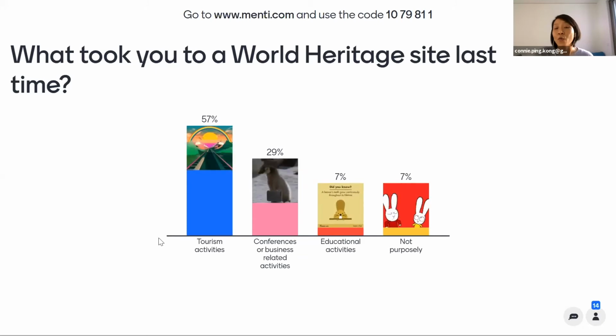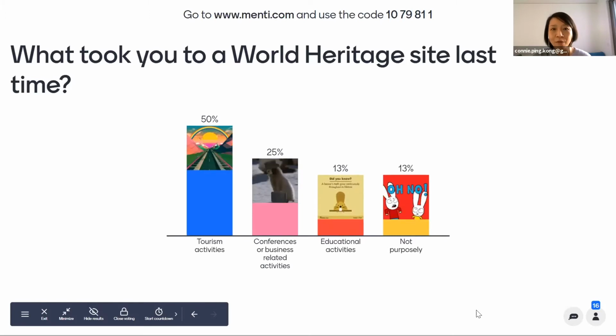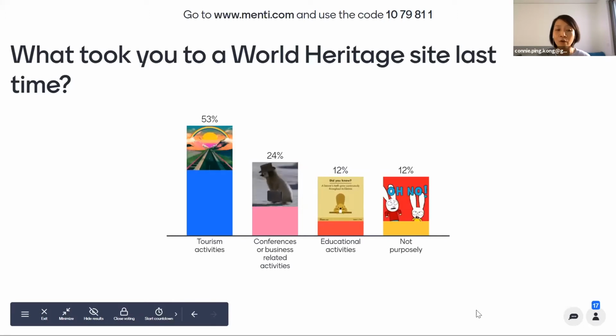Yeah, we can see until now, we still have more inputs coming, but certainly tourism is the prevailing activity that brings you to the World Heritage Site. The World Heritage we can regard as a very important branding in the tourism market, because of its attractiveness, and it is also a first choice for many conferences and business related activities.